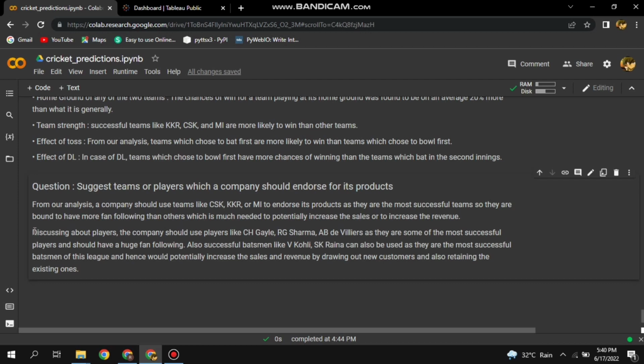And talking about the players, they are CH Gayle, RG Sharma, AB de Villiers, and some of the successful batsmen like V Kohli, SK Raina, etc. They are the most successful batsmen of this league, and hence would potentially increase the sales and revenue by drawing in new customers and also retaining the existing ones. So they are expected to increase customer retention as well as bring new customers.